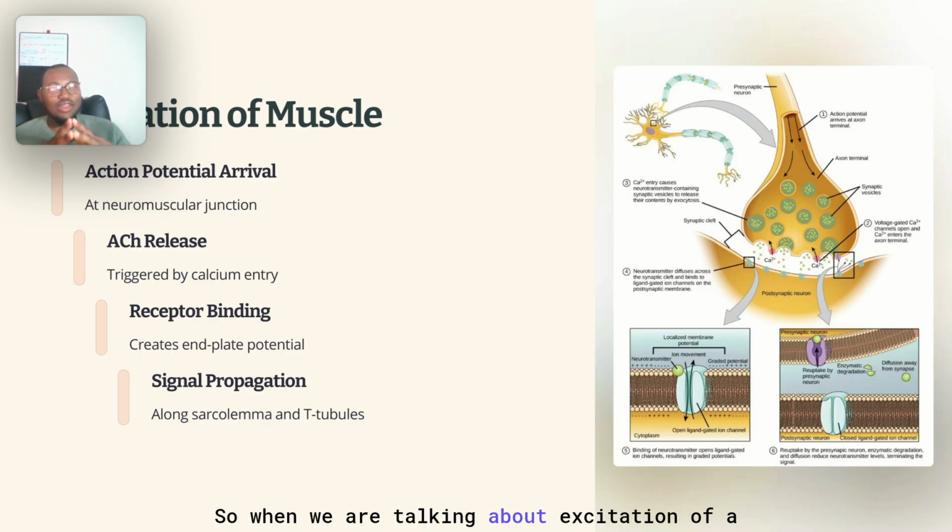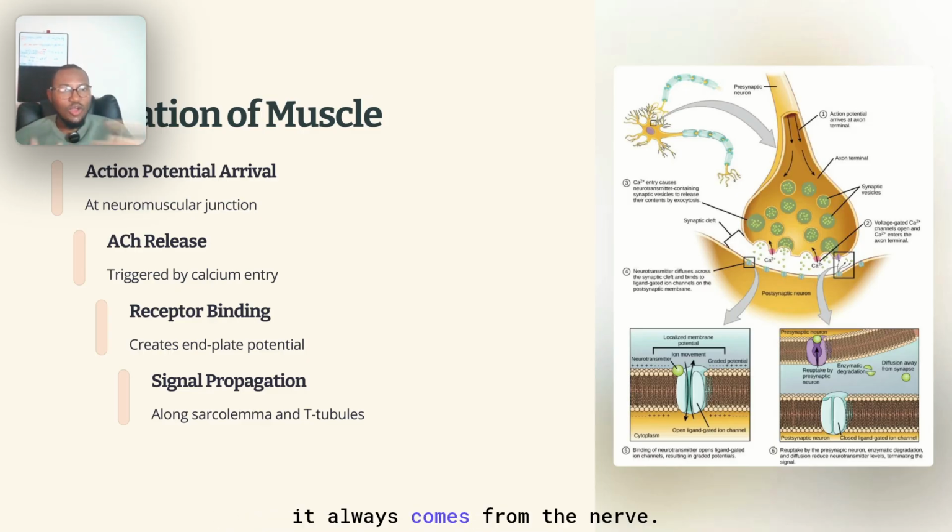So when we are talking about excitation of a muscle, it always comes from the nerve. You see, the action potential comes down here, triggers calcium to enter, breaks all these vesicles. They pour out their neurotransmitters through exocytosis. They match the receptors on the sarcolemma, and once they match the receptors, what happens? Channels open. Sodium channels open, and potassium channels also open most times.